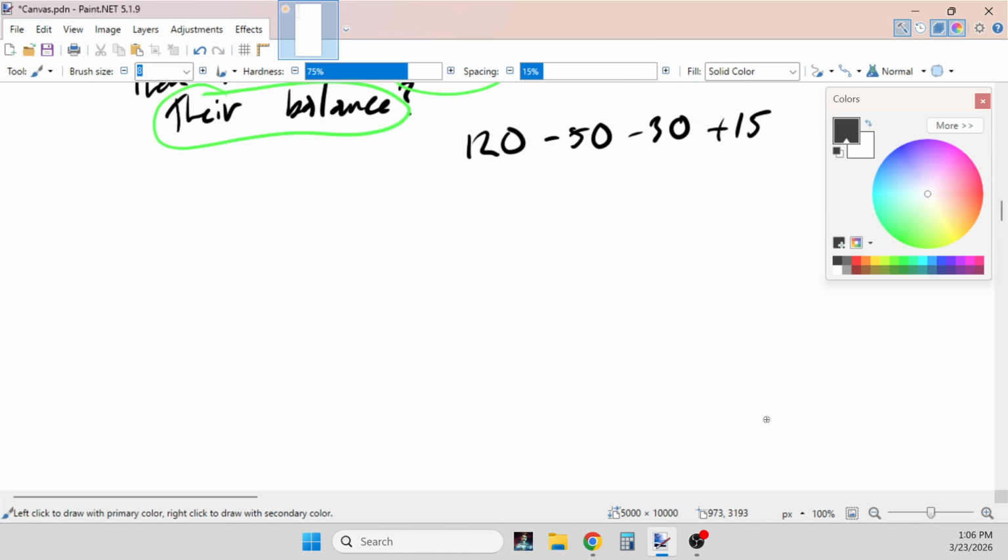There are lots of ways we could do this. Your textbook says to add up all the negatives and add up all the positives like this. So 120 plus 15 is 135. Negative 50 minus 30 is negative 80. And then we combine those at the end and get 55.